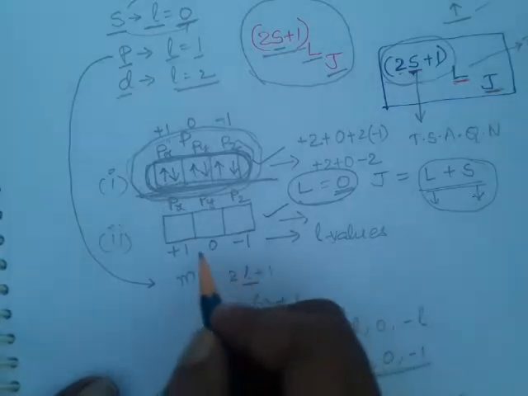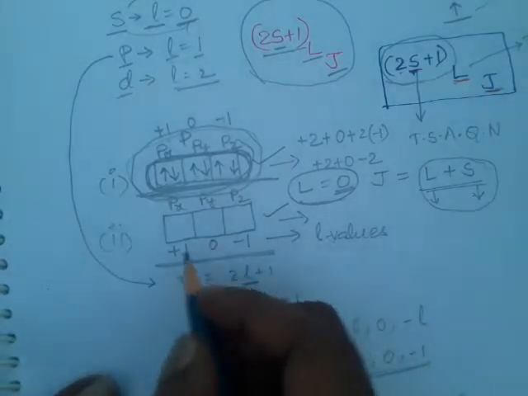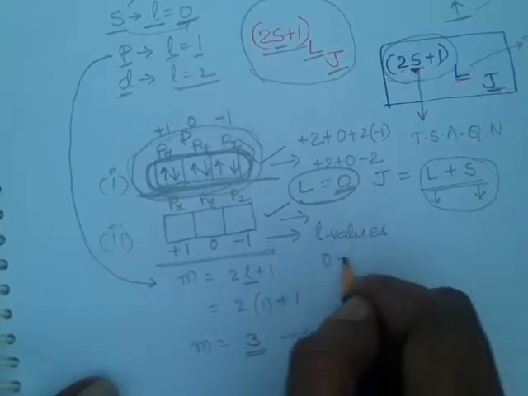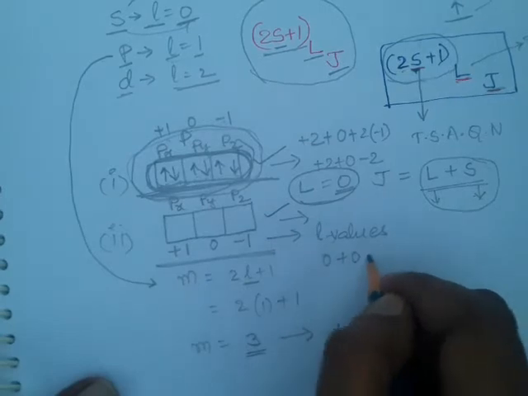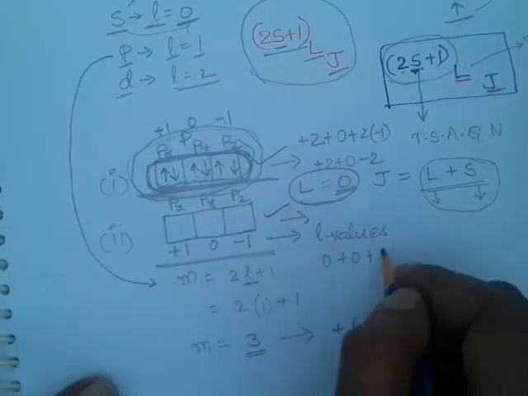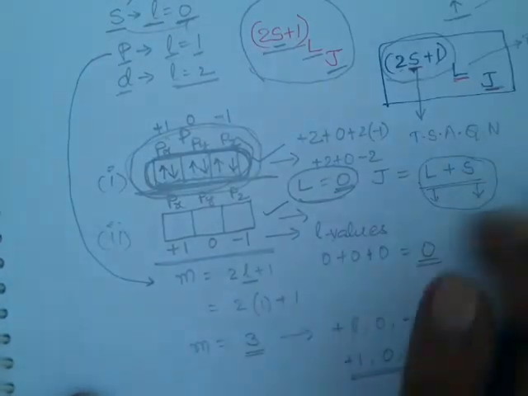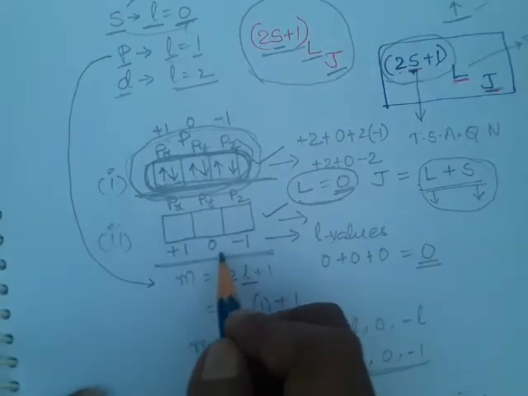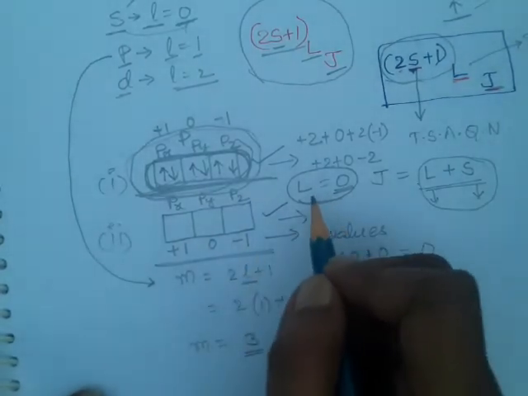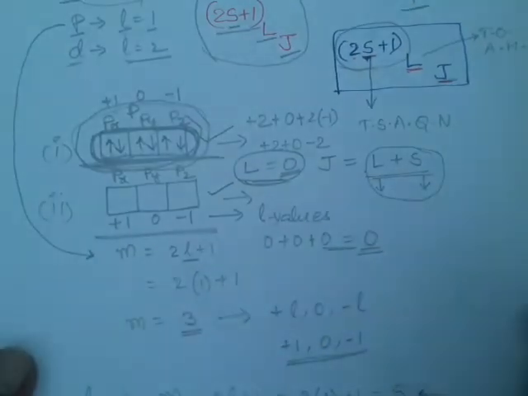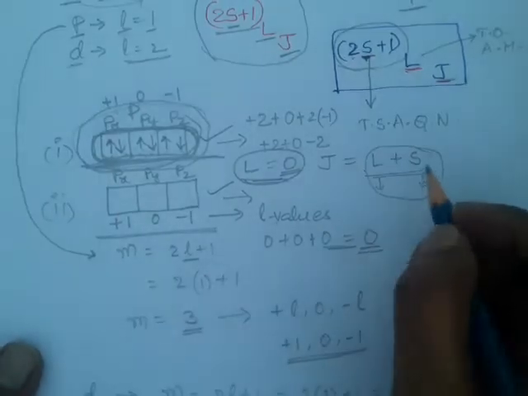Clear? Right. For empty subshells, here no electrons are there. So L value 0. Here also no electrons, 0. Here also no electrons, 0. So L value 0. For completely filled orbitals or empty orbitals, L value is 0. Keep it in mind. Next, S value is also 0.